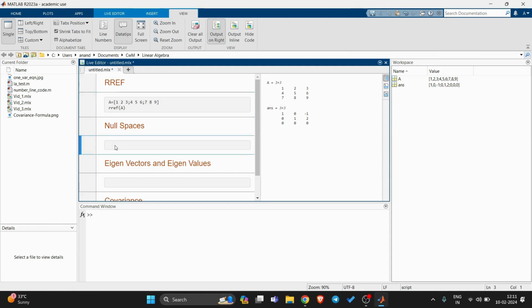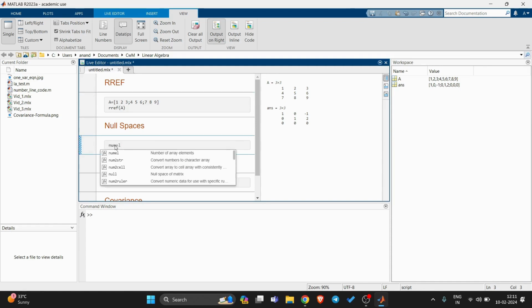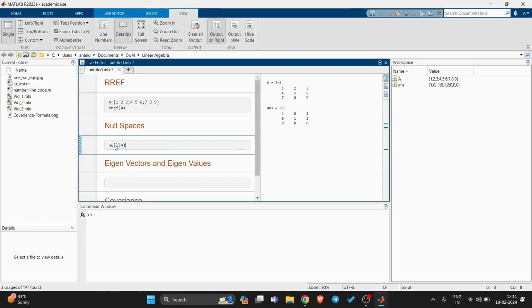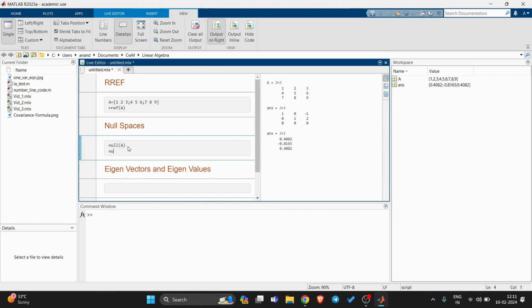Now, to find the right null space of the matrix, we have the Matlab command null of A. Now, null of A will return the right null space of the matrix, and null of A transpose returns the left null space of a matrix.